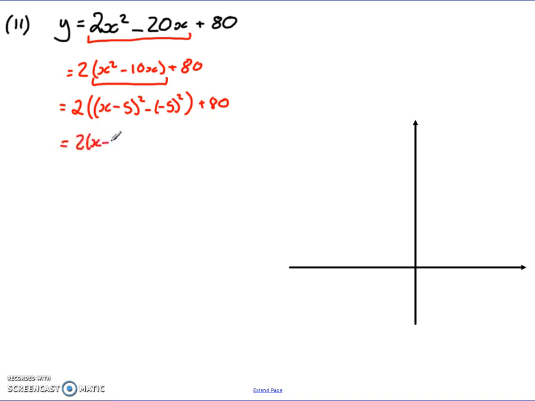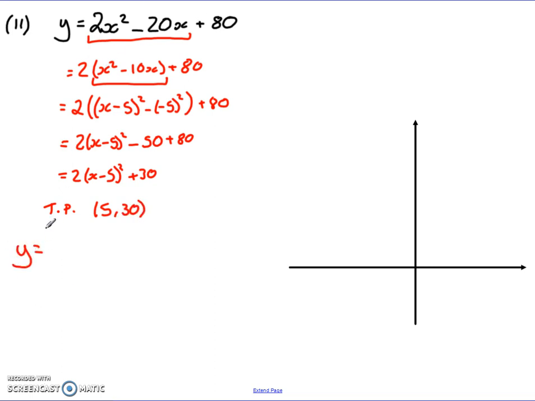So I get 2 bracket x minus 5 squared. I've then got minus 5 squared gives me 25, but remember it's 2 going into here, so it's 2 times the 25, which means it's minus 50, then plus 80. So that then gives me 2 bracket x minus 5 squared plus 30. From that, I can read my turning point off straight away. My turning point for this one, negative of this, so it's negative negative, so it's plus 5, comma 30.